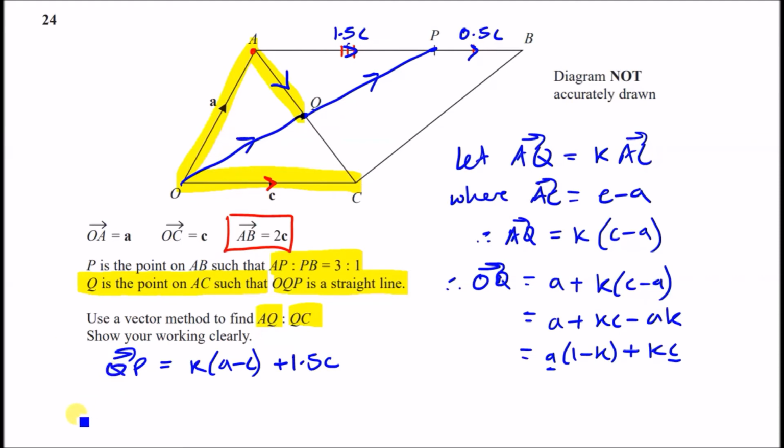Now to relate them, we can say that O to Q is basically some scale factor, now N, of the whole line O to P. Okay, and what this tells us, just replace everything.